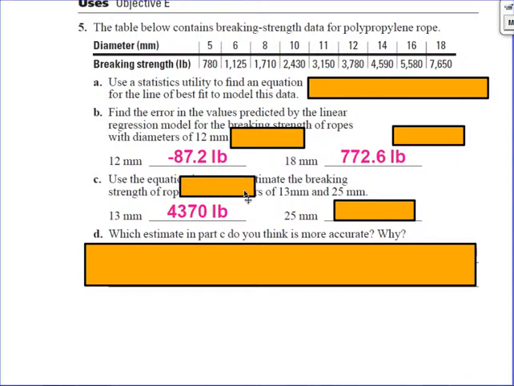Alright, hopefully you got 4,370 pounds for 13 millimeters and 10,389 pounds for 25 millimeters. And then it asks you which estimate do you think is more accurate and why. Well, the 13 millimeters is right between 12 and 14, and that's inside the range of our data set. So this is an example of interpolation. The 25 is 7 units away from our highest estimate, so that's going to be extrapolation.